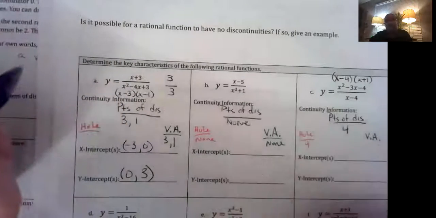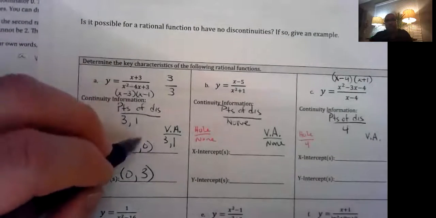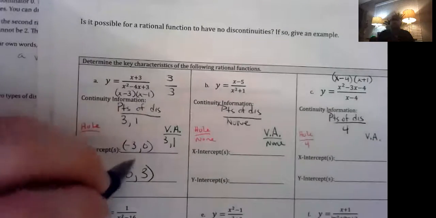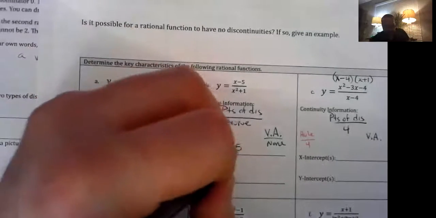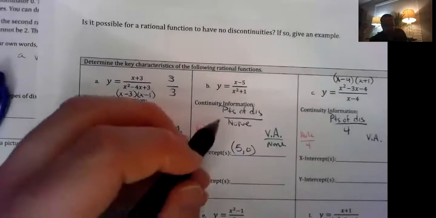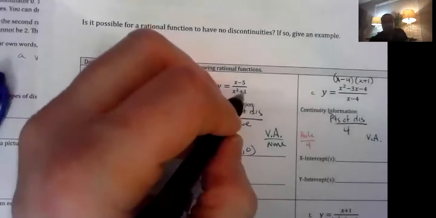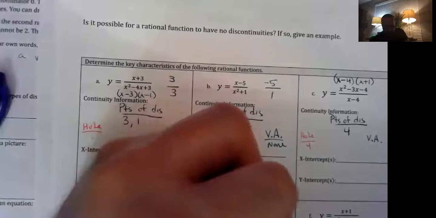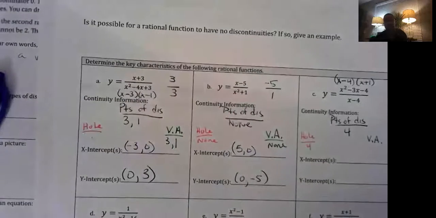So x plus 3 equals 0? -3 plus 3 equals 0. And for the x-intercept here, again, nothing to reduce. So it's just going to be 5, 0. On the bottom, we could just plug 0 in. If I plugged a 0 into the top, it's -5. Plug it on the bottom, it's just 1. So it's 0, -5 there.